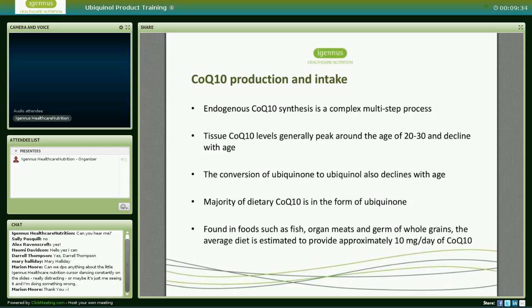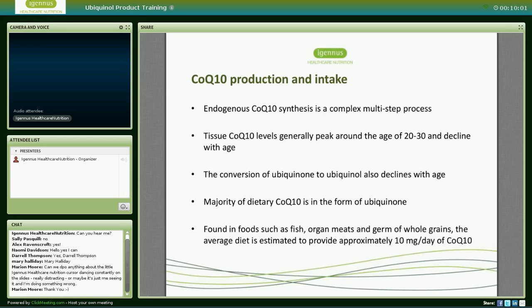Another interesting fact is that tissue levels of coenzyme Q10 generally peak at the age of about 20 to 30 and decline thereafter. So once your coenzyme levels have peaked, then levels start to decline. Interesting also is that the conversion of ubiquinone to ubiquinol also declines with age.